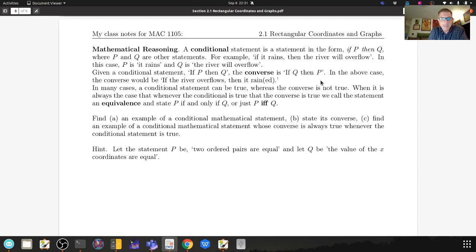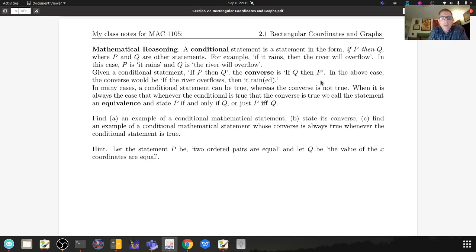Given a conditional statement, if P then Q, the converse is if Q then P. In the above case, the converse would be if the river overflows, then it rained. In many cases, a conditional statement can be true, whereas the converse is not true. It might very well be true if it rains, then the river overflows, but it may not be the case if the river overflows, then it rains, because the river could overflow for other reasons besides it raining. The river could overflow because a dam upstream broke.